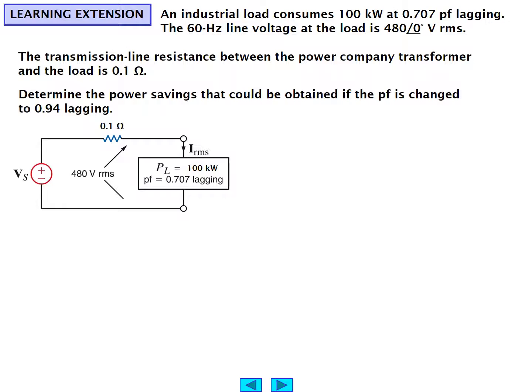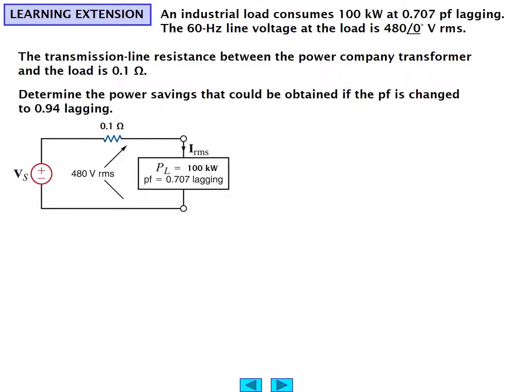In this learning extension, we have an industrial load consuming 100 kilowatts at 0.707 power factor lagging. The 60 hertz line voltage is 480 angle 0 degrees RMS. The transmission line resistance between the power company transformer and the load is, in this case, 0.1 ohm. Determine the power savings that could be obtained if the power factor is changed to 0.94 lagging.